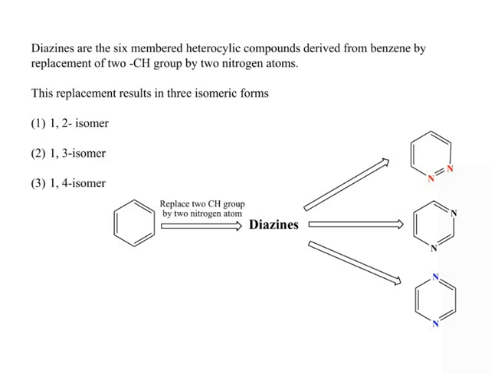You can see here benzene. In this benzene, replace 2 CH groups by 2 nitrogen atoms. Then you will get diazene. Now diazene has 3 isomers: 1,2 isomer, 1,3 isomer and 1,4 isomer.